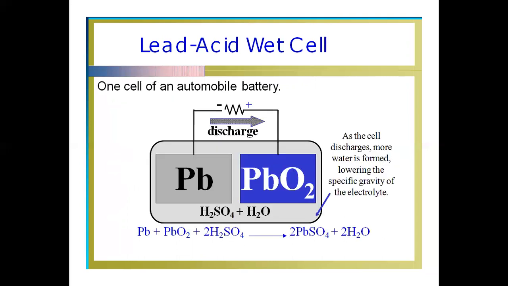One cell of an automobile battery is shown here, with PbO2. As the cell discharges, more water is formed, lowering the specific gravity of the electrolyte. And when it charges, the water level decreases. So this is the discharge process. During that, what happens? Pb plus PbO2 plus 2H2SO4 gives you 2 PbSO4 plus 2H2O, meaning the water level increases during the discharge.